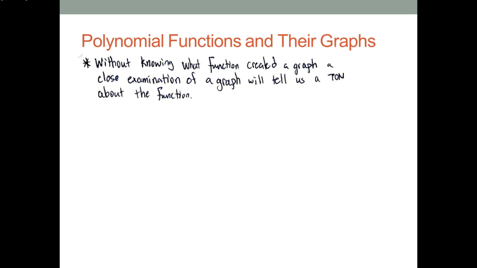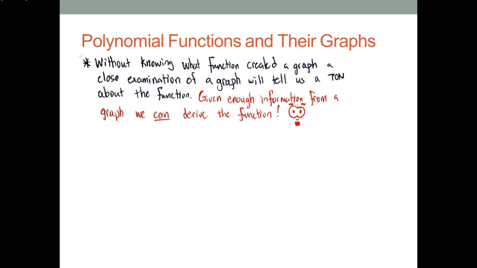The first is, without knowing what function created a graph, a close examination of that graph can tell us a ton about the function. And the converse of this is also true. Without knowing anything about the graph, a close examination of the function will tell us a ton about the graph. And really what the first part means is that with just looking at the graph, given enough information from a graph, we can derive the function. Hence my shocked face. Without even knowing anything, we can just derive the function directly from the graph.